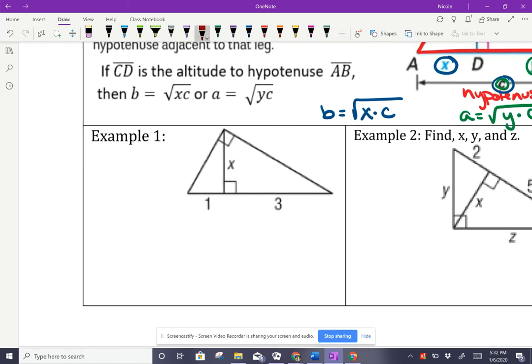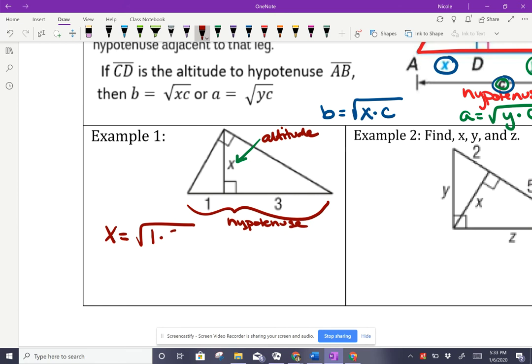So in our first example here, X is our altitude, and we are given 1 and 3 as pieces of our hypotenuse. So we're going to take X is equal to the geometric mean of those two pieces, so the square root of 1 times 3. 1 times 3 is 3, and you cannot simplify the square root of 3, so X is equal to the square root of 3.